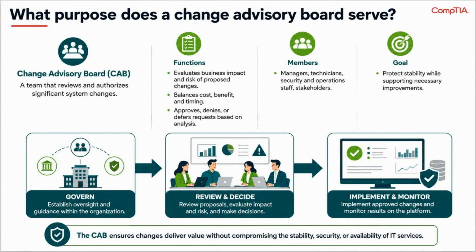The Change Advisory Board, or CAB, is a team that reviews and authorizes significant system changes. Its functions: evaluate the business impact and risk of proposed changes, balance cost, benefit, and timing, and approve, deny, or defer requests based on that analysis. Members typically include managers, technicians, security and operations staff, and other stakeholders. The goal: protect stability while supporting necessary improvements.